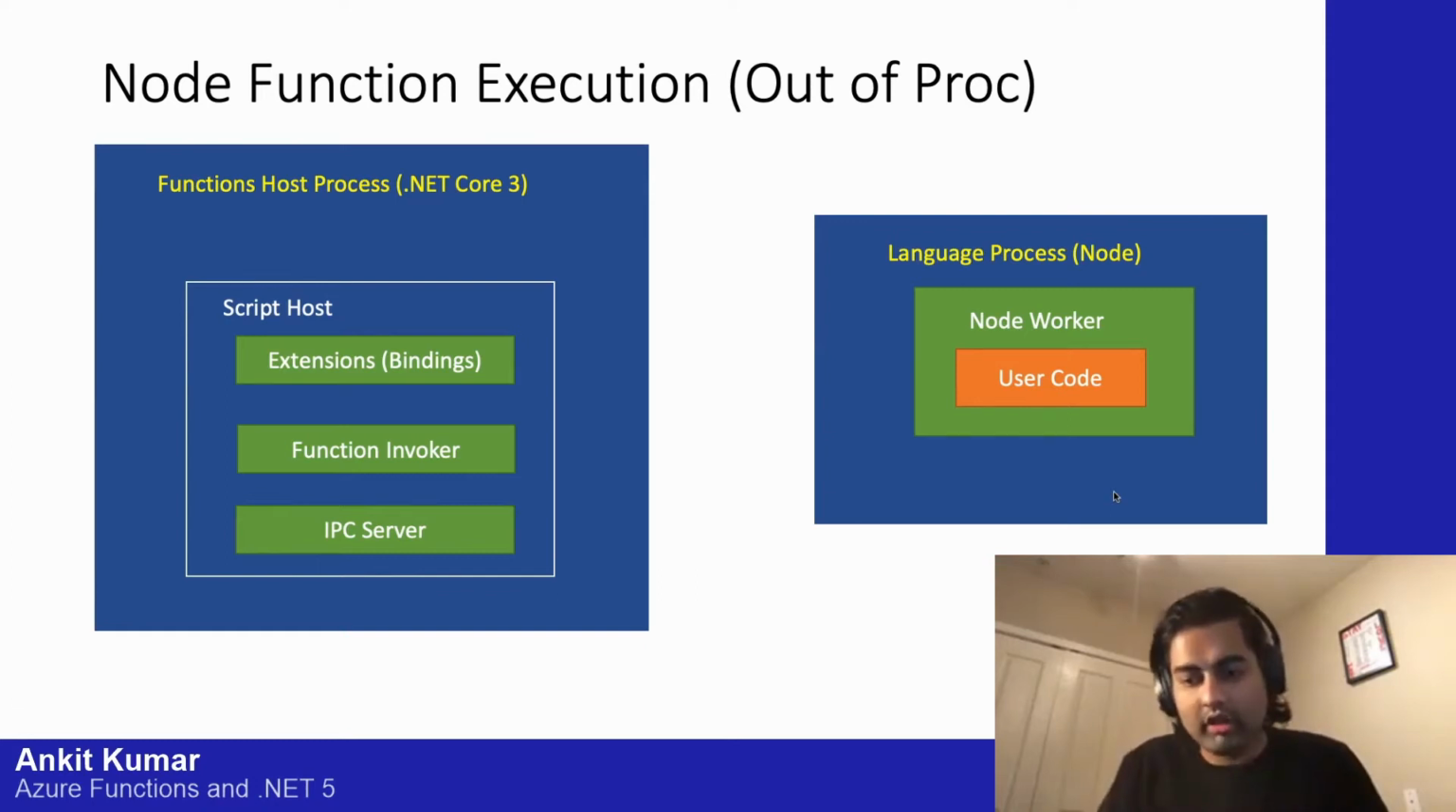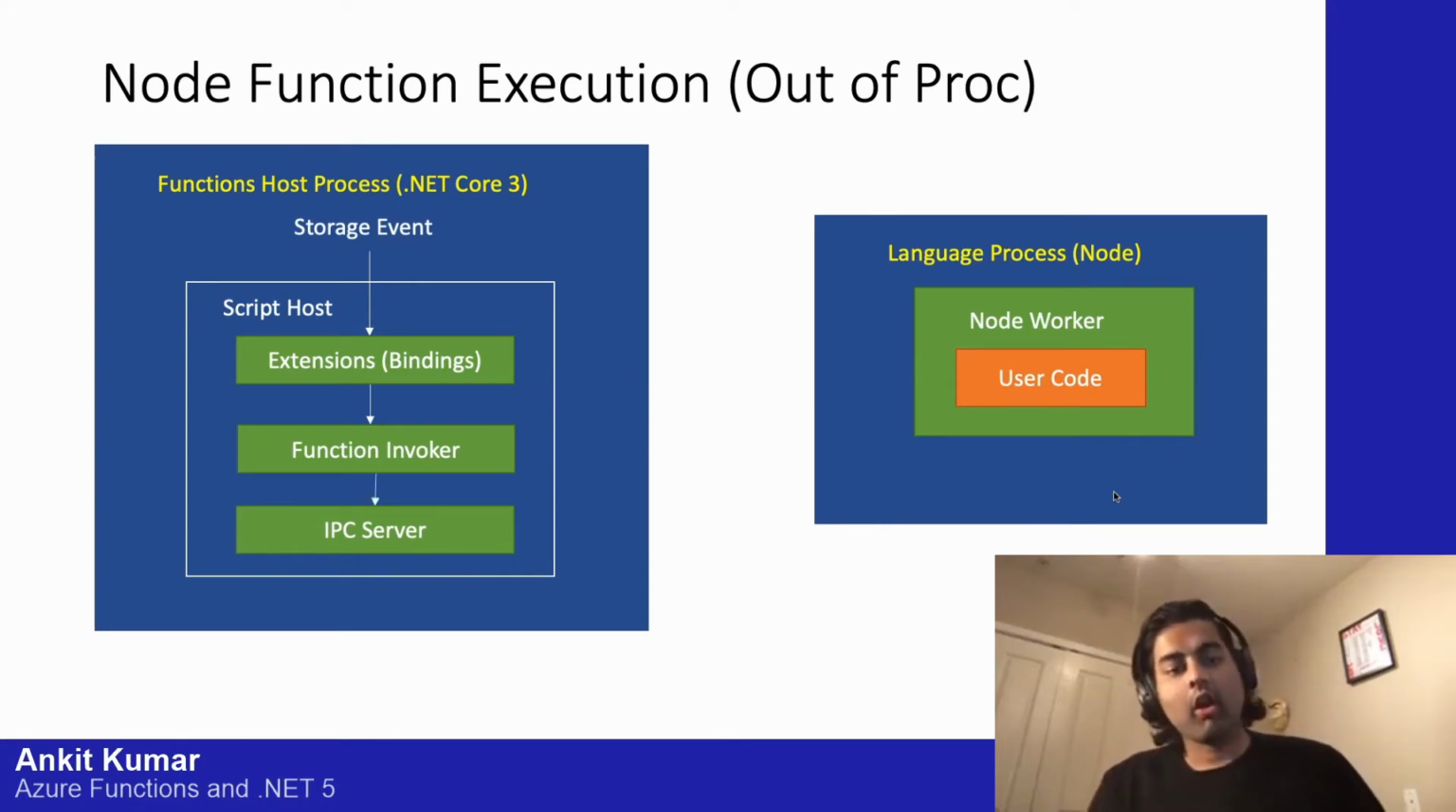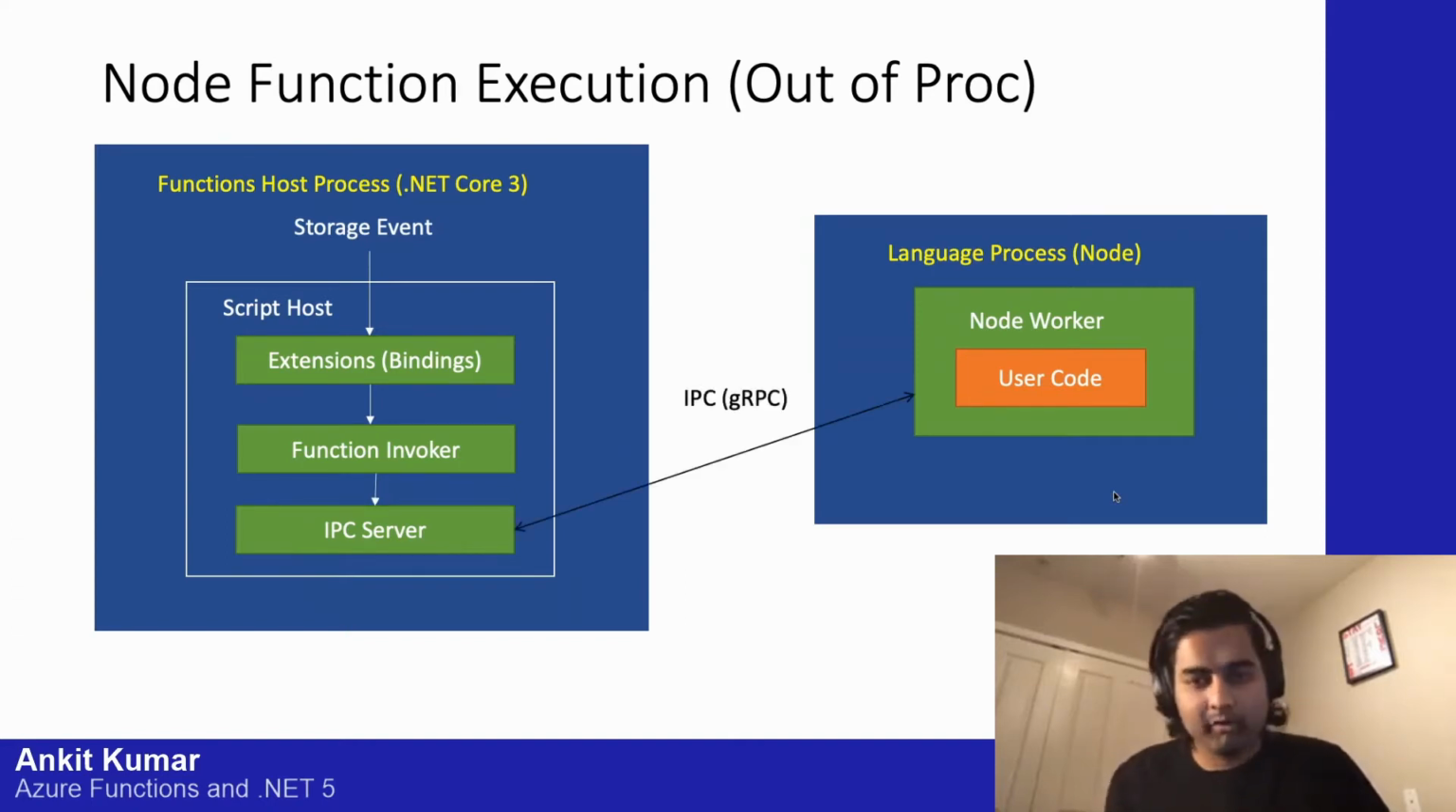So in this model, when a similar storage event happens, the extension again calls the function invoker. But because this is a Node function, rather than executing directly, because it can't do that anymore, it calls upon the IPC server to communicate with this external process and have it actually manage the execution.